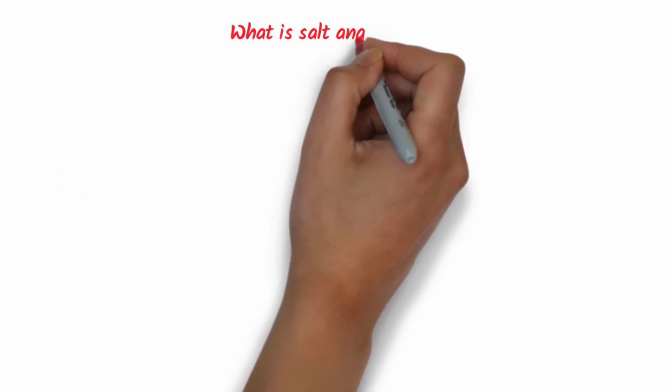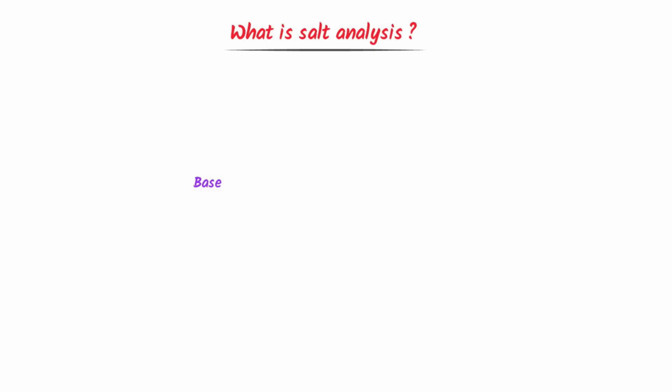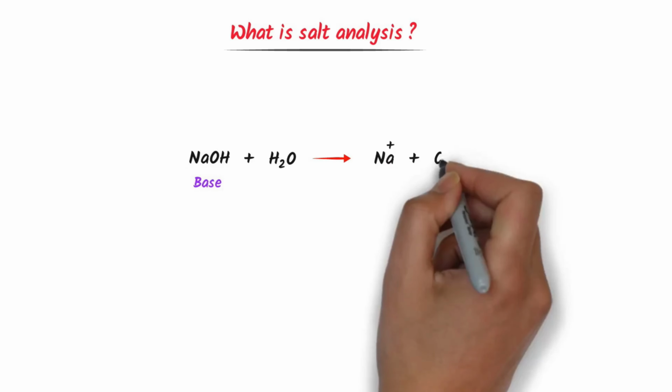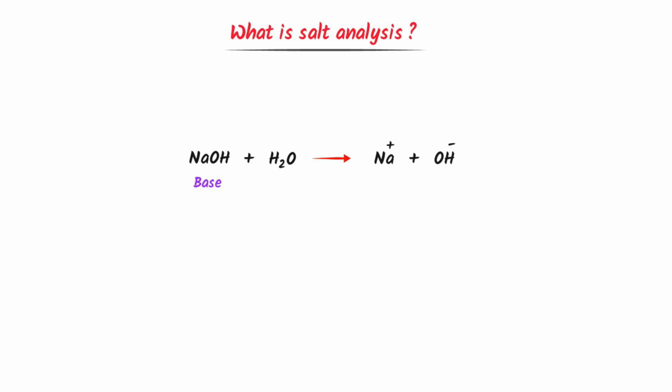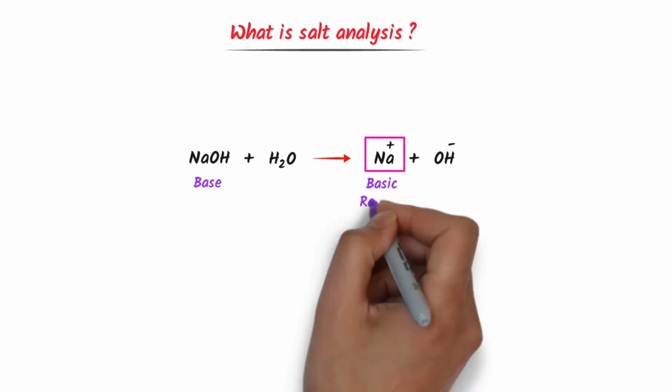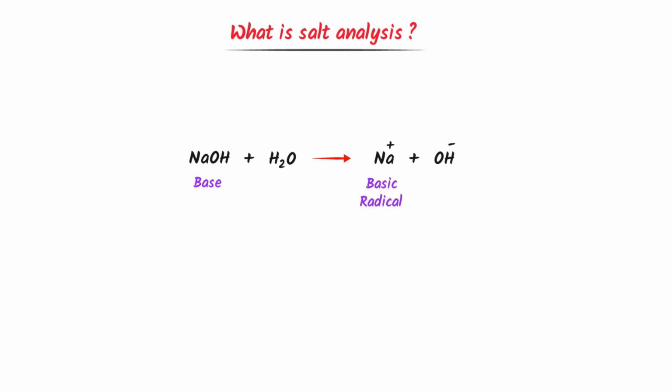Now what is salt analysis? Well, consider a base, sodium hydroxide. When we add water to it, sodium and hydroxide ionize into respective ions. Now this cation, sodium, is known as a basic radical. It is because this sodium ion belongs to the base sodium hydroxide. So we call it a basic radical.